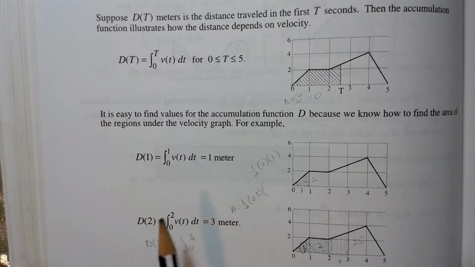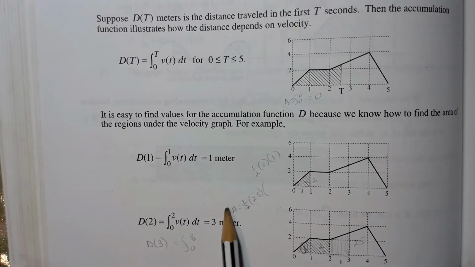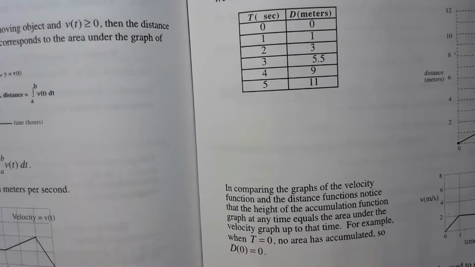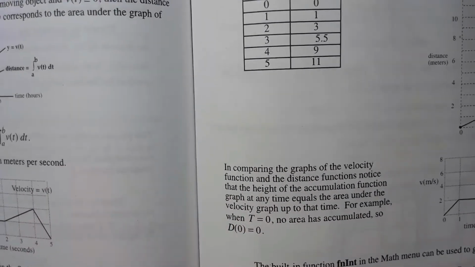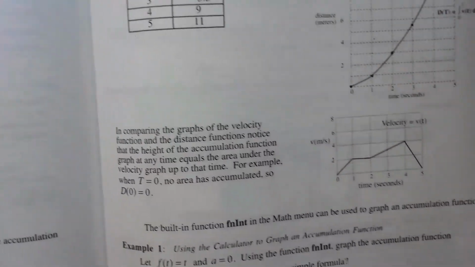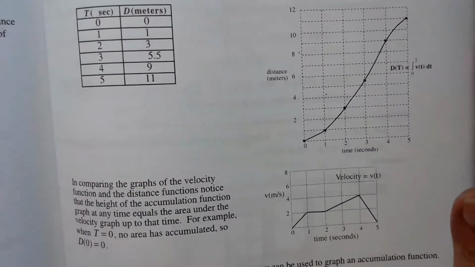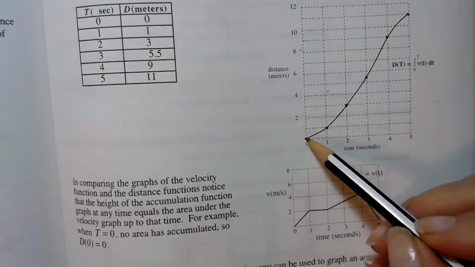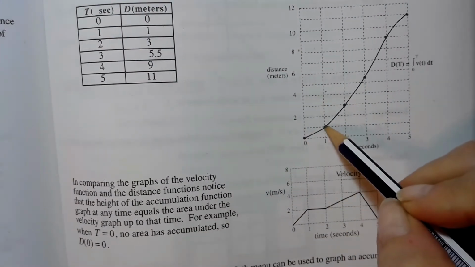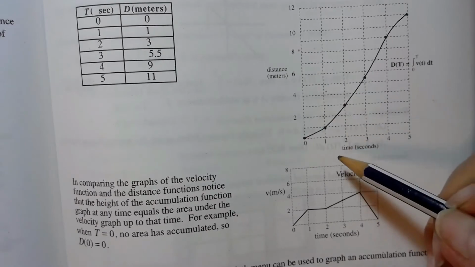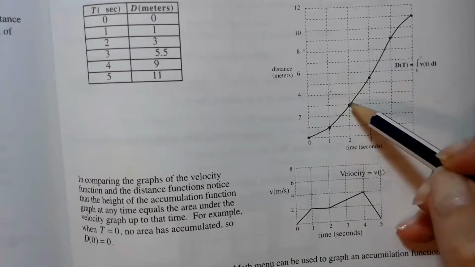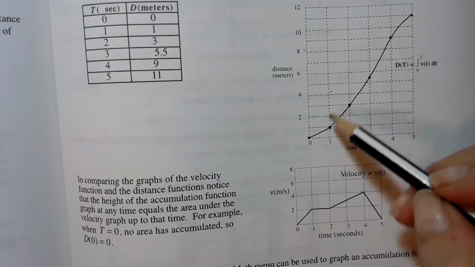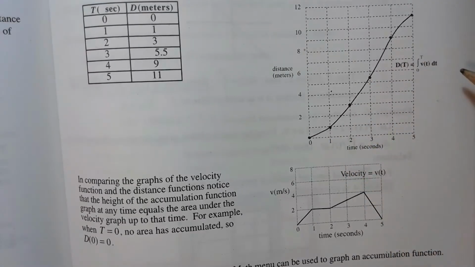And if we do, for each input, we get a new output, we can actually make a table of values. And here they are for this particular function. And if we graph these, we get this picture here. Okay, so at time 0, the object's gone 0 meters. At time equals 1 second, the object went 1 meter. After 2 seconds, it went 3 meters, and 5.5 meters, and so forth. And we can connect it with a smooth curve.